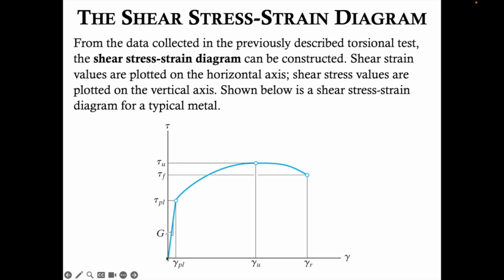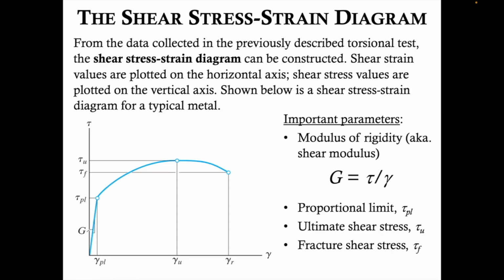Okay, so we usually see for most materials an initial linear region of the curve, and then something like this where it increases and then decreases to some point of fracture. So let's define a few important parameters. We do see some similarities between this shear stress-strain diagram and the normal stress-strain diagram. For instance, as we said, the initial region very often is a nice linear function until some certain point, the proportional limit. So we have a linear relationship here.